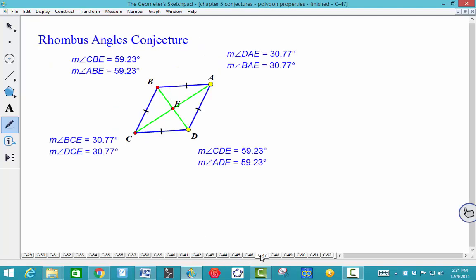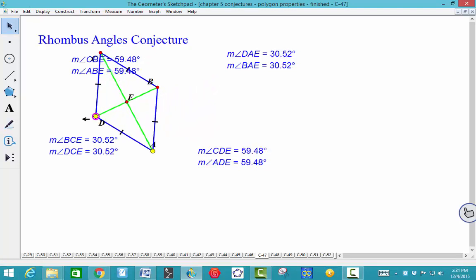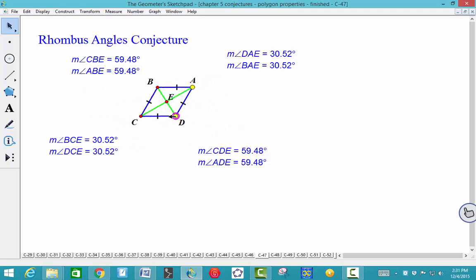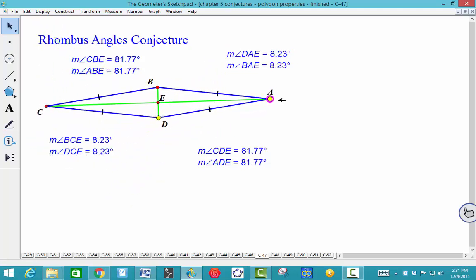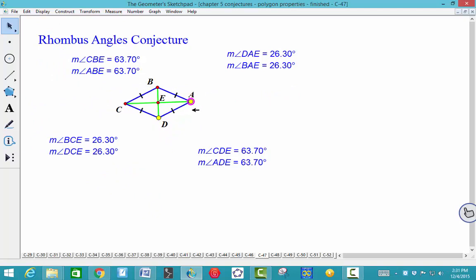Okay. Conjecture number 47, the rhombus angles conjecture. This states that the diagonals of a rhombus bisect the angles of a rhombus. For this one, it's easy enough to see that the angles are all bisected. So you can just play around with these two endpoints, or these two vertices, and show that no matter how the rhombus moves, the angles are always bisected by the diagonals.